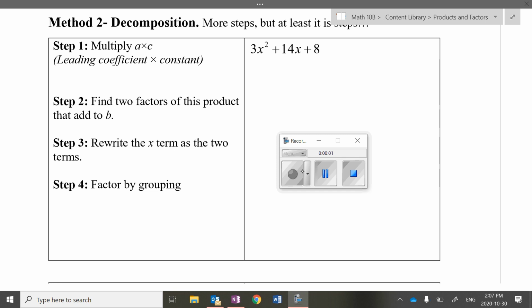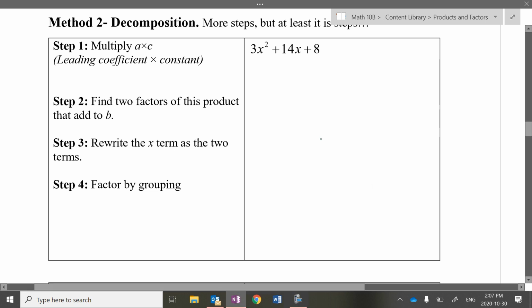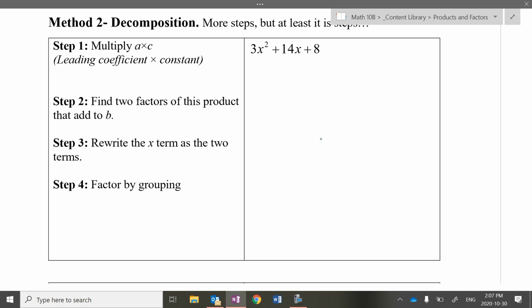Decomposition. It's more steps, but it's following steps. It's following rules. So go back to your notes packet. With decomposition, I've written out for you the clear steps you're going to use each time. Using decomposition, you're actually using factoring by grouping with it as well.